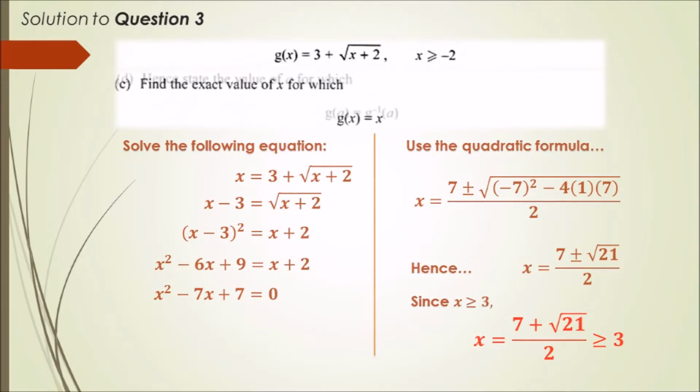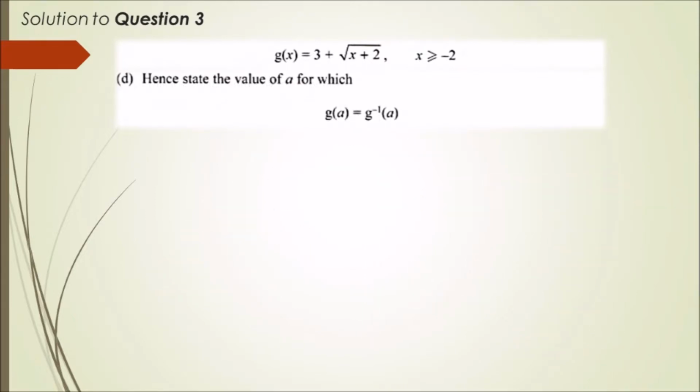And lastly, part D. Hence, state the value of a for which the function g(a) is equal to its inverse. Now, if we look back, we can clearly see that from part C, it said that g(x) equals x. So clearly, if g(x) equals x, that means g(a) equals a, which also equals the inverse of a. So in fact, all three equal each other. If that's the case, that means all these functions must equal a. In the previous solution, we found that g(x) equals x, and x was (7 plus root 21) over 2. So clearly, a equals (7 plus root 21) over 2.